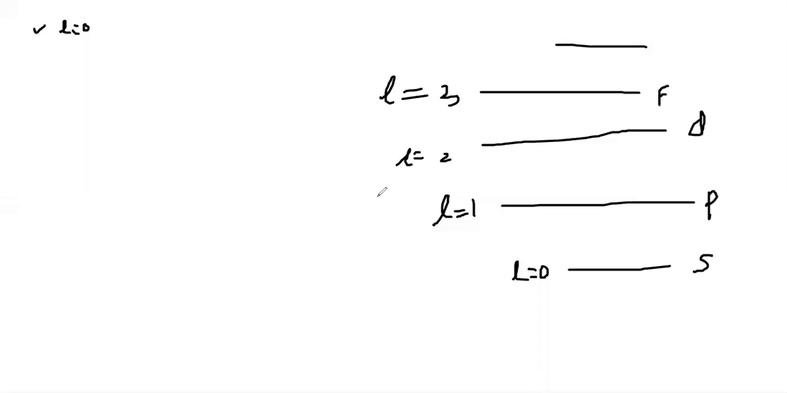Let me summarize them somewhere. If L is equal to 0, it is S. L equal to 1 is P, then D and F. L equal to 4 means G level, L equal to 5 means H level, and L equal to 6 means I level. These are the energy levels. This is the simplest case.